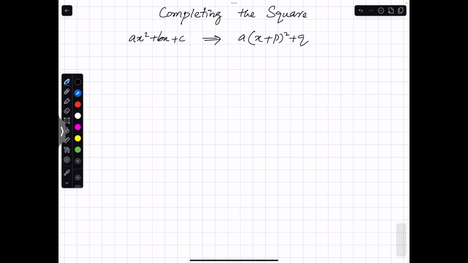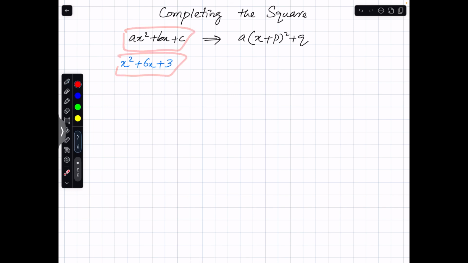Now let's say we have x square plus 6x plus 3. If we compare this with this standard form, we can say that the coefficient of x squared is 1. So this means that a is equal to 1, b is equal to 6, and c is equal to 3.